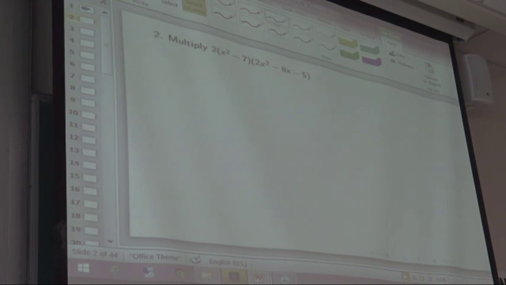And multiply and then simplify. So 2 is outside, and we distribute. That is just the distribution. So we have x squared times 2x squared, which is 2x to the fourth, x squared and the 8x, which is 8x cubed, and x squared and the negative 5, which is negative 5x squared, and negative 7 and 2x squared, which is negative 14x squared, and negative 7 and negative 8x, which is 56x, and negative 7 and negative 5, which is 35.